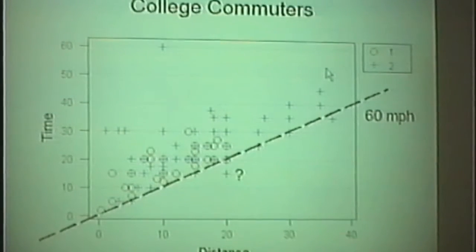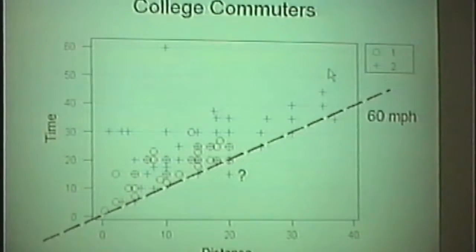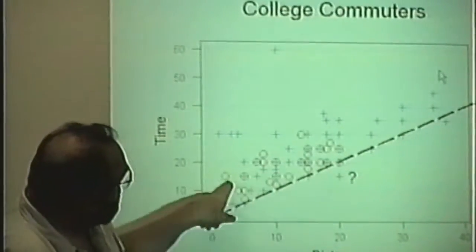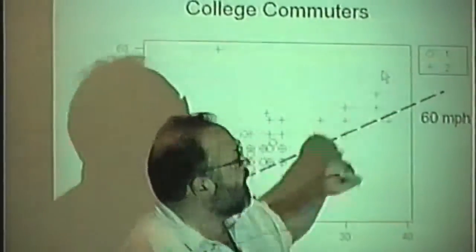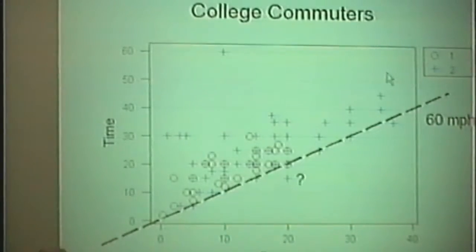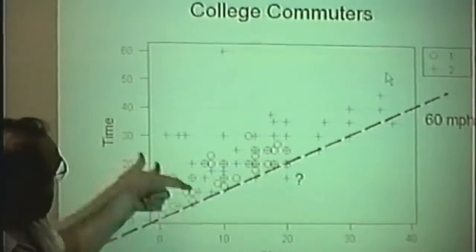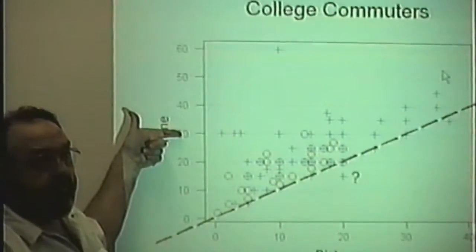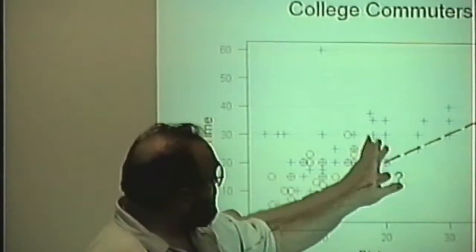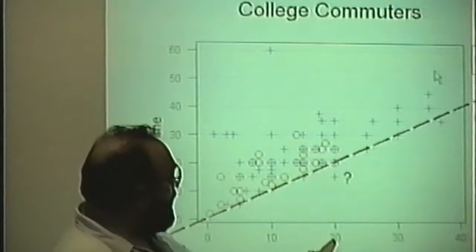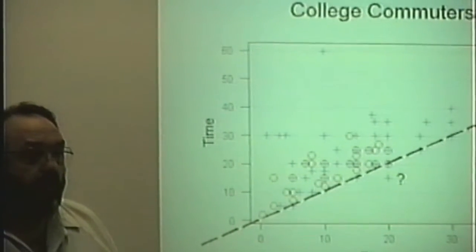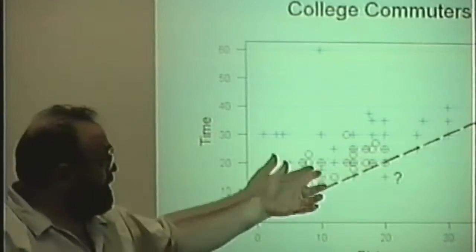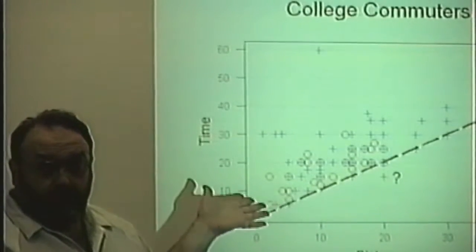You said you thought they were all the same, right? Now take a look. Notice that all the red circles, which is gender number 1, which happens to be the males, are below the 30-minute line. All the red circles are to the left of the 20-mile line. Now what does that mean?